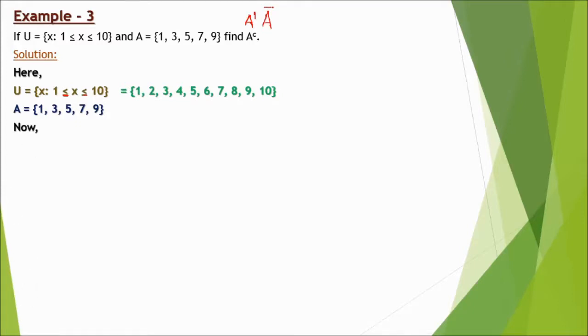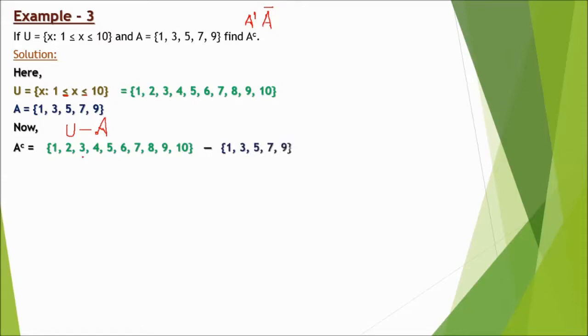Now to find a complement, we know the formula, isn't it? A complement is U minus A, U difference A. U difference A is the formula. First we have to write U, then the difference operator, which we have already written, and then A.